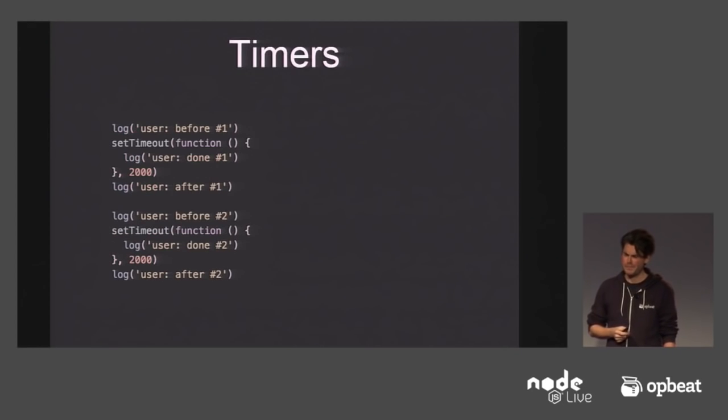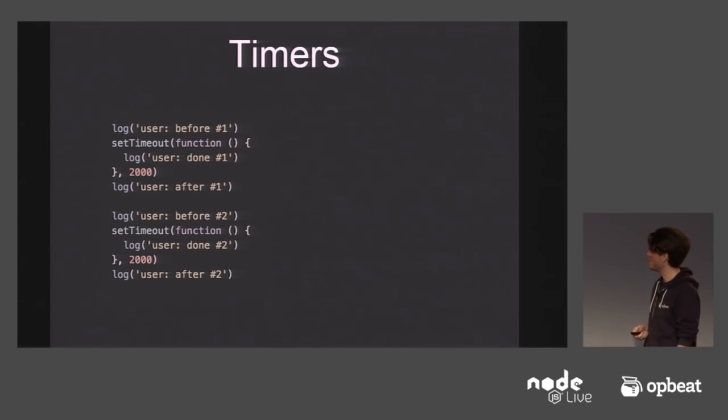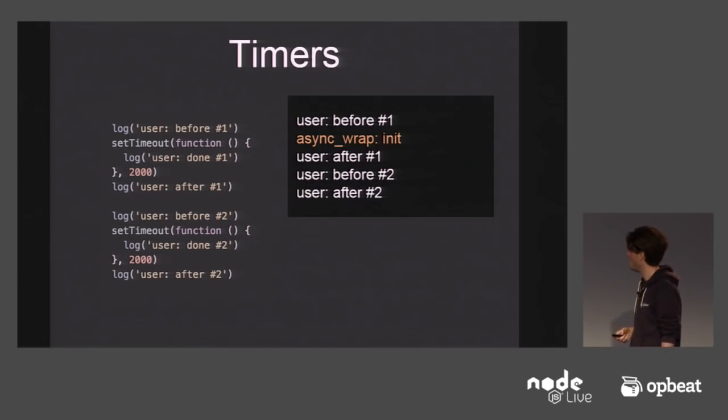Some things to watch out for. Here we have 2 timers. So how would we expect the output of this code to look when we run it? Well, before 1, then the init, because we are queuing the setTimeout function. Then after 1, okay, that's cool. Then before 2, okay, that's cool. But then there's no init, and then there's after 2. So there's no init there. Why is there no init?